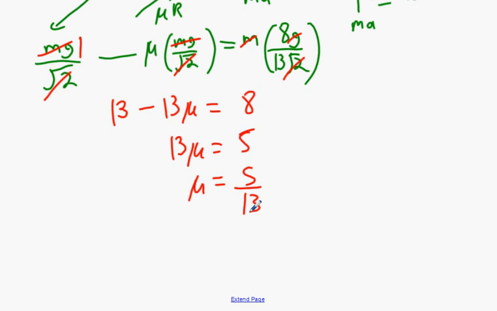Anything less than this, it's slipping. Anything more than this, it grips and it rolls. Does everybody understand? You can't afford to have a friction less than that. Otherwise it doesn't grip and roll. It starts sliding. Okay, so a mu value of bigger than 5 over 13.